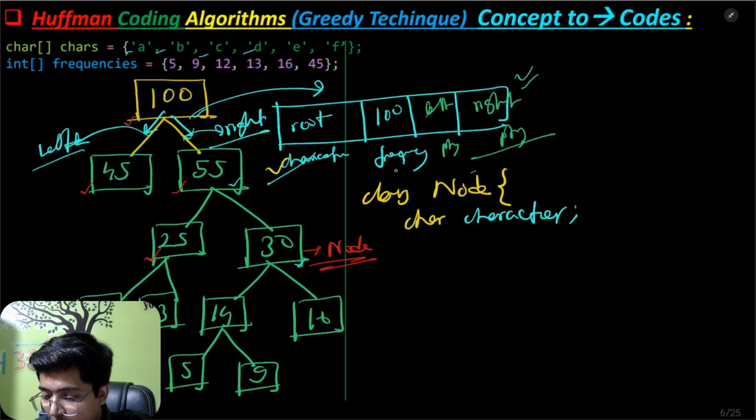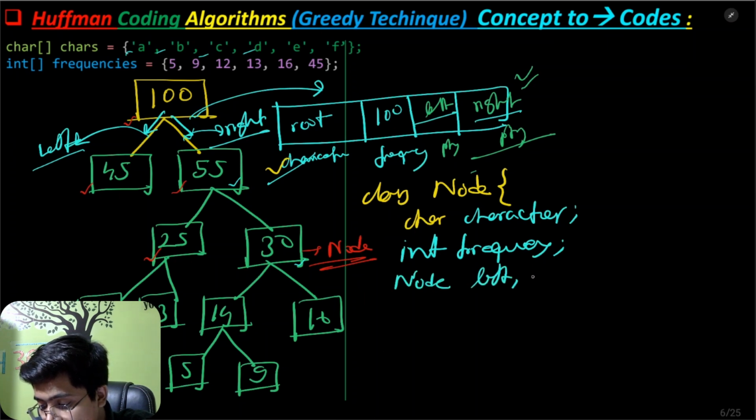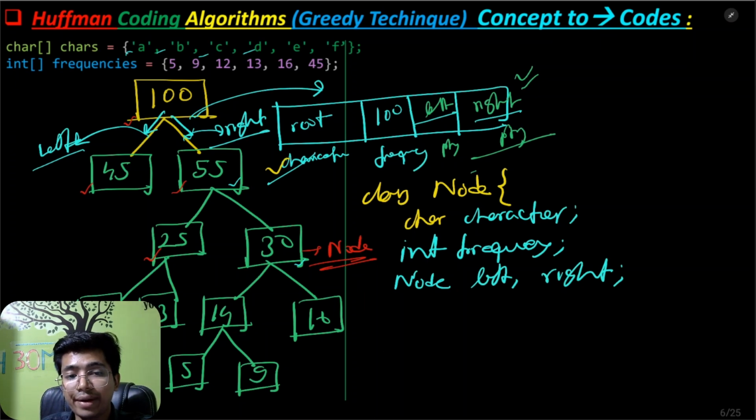Second, this is done. Now we will be inserting frequency. This value is an integer, so we'll write int frequency. Now there are the left pointer and right pointer, so we'll write Node left, right. So now we have declared the variables. After the declaration, we'll be constructing the Node class.